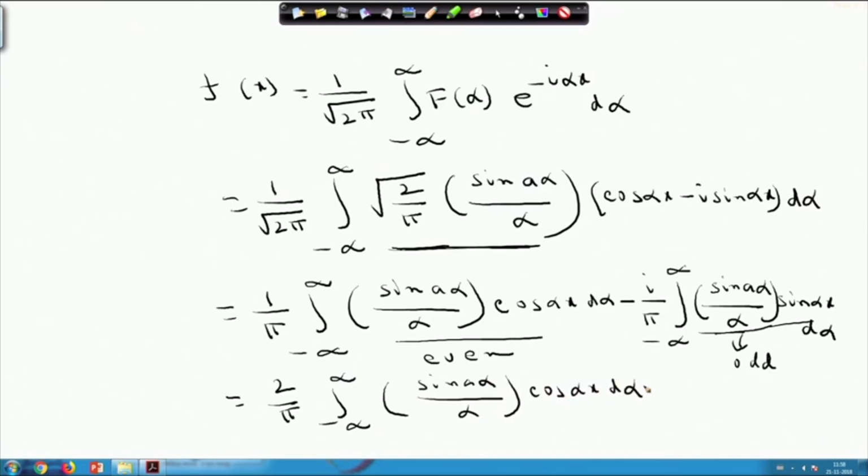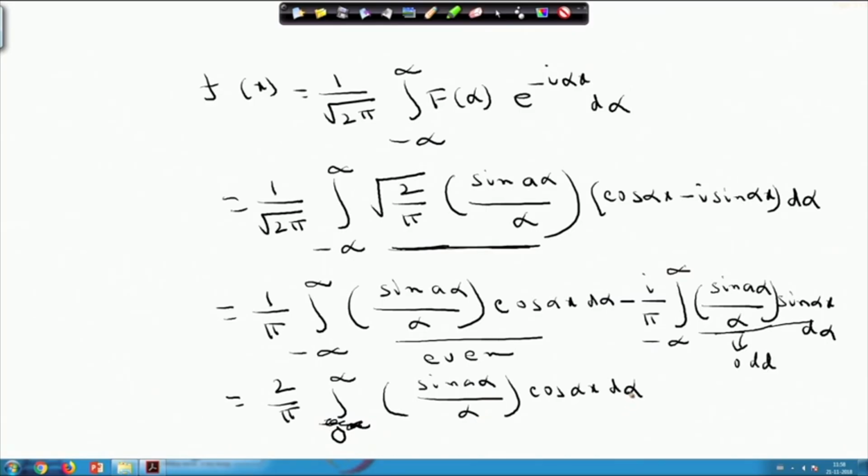So, we are obtaining this because this is from 0 to infinity, not minus infinity to infinity. This will be from 0 to infinity, because this is an even function. So, this function we can write down 2 into 0 to infinity. So, you are obtaining 2 by pi, 0 to infinity, sin a alpha by alpha into cos of alpha x into d alpha.